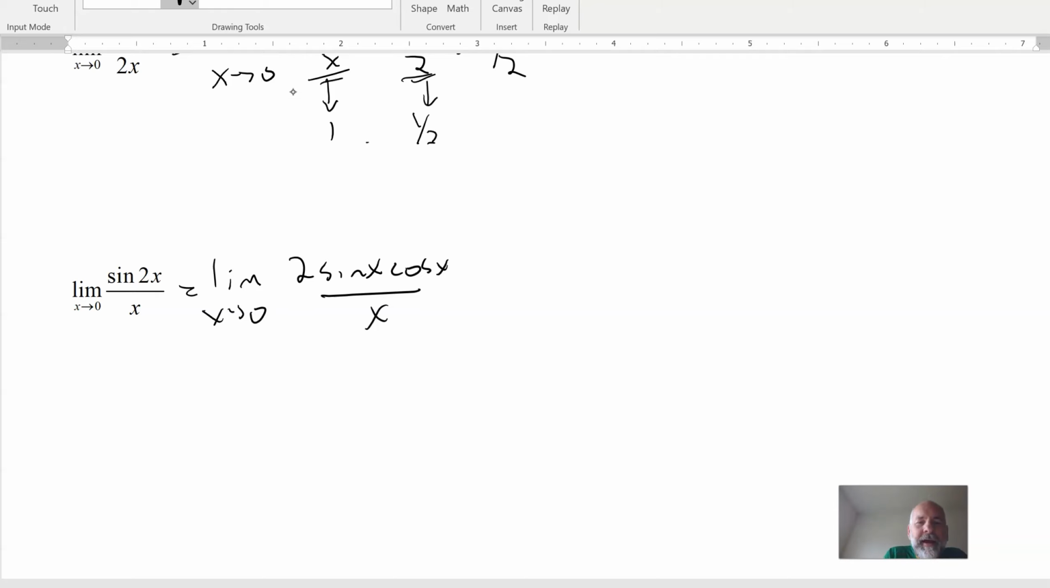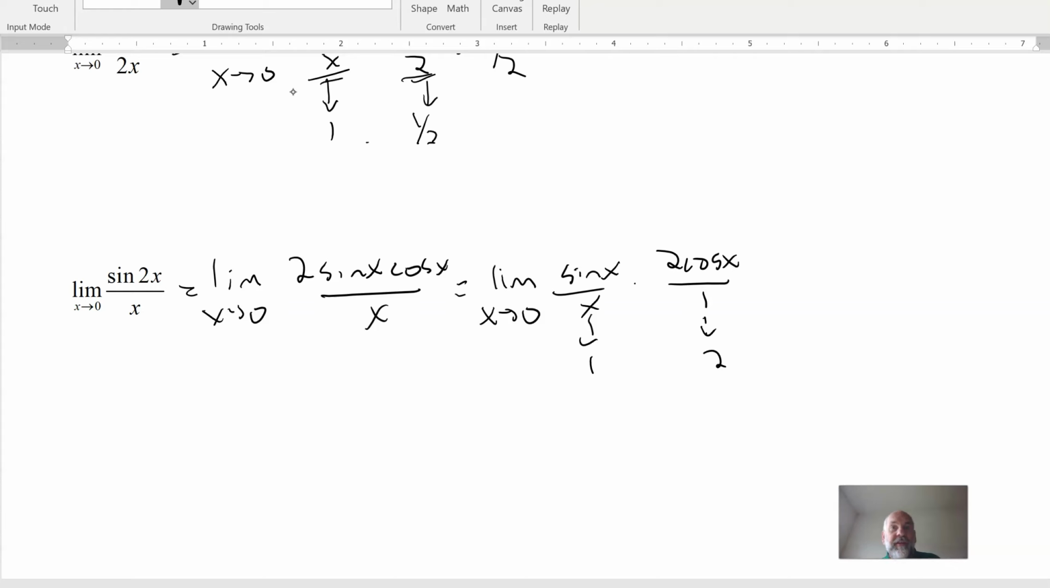Okay, and here you go. I did sine x over x, and then 2 cosine x over 1. You could have broken it up into 3 chunks. That would be fine. This one approaches 1. This one approaches 2, because cosine of 0 is 1. So you can plug in 0 into that one. And so you get an answer of 2.